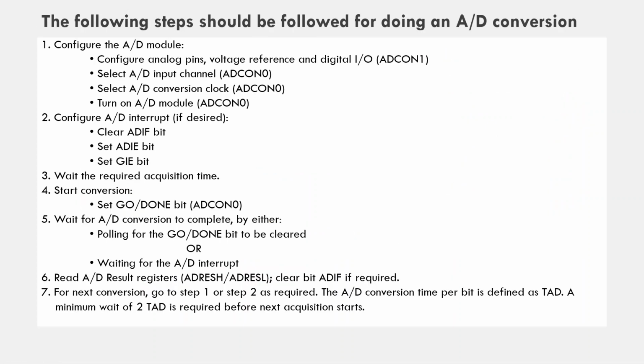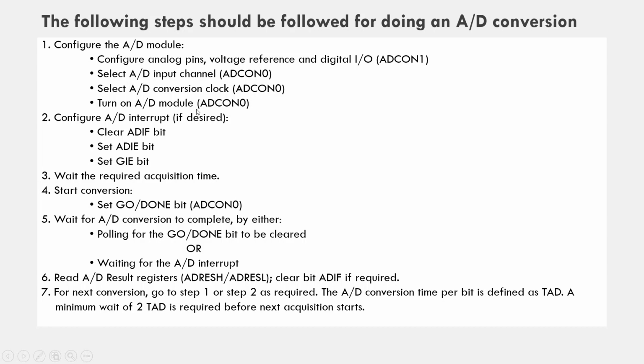Next are the steps to be followed for doing an analog to digital conversion. The first step is to configure the ADC module, meaning configure the analog pins, the voltage reference, and the digital IO pins by using the ADCON1 register. Then the second step is to select the analog to digital input channel by configuring the ADCON0 register. The next step is to select the analog to digital converter conversion clock by configuring the ADCON0 register.